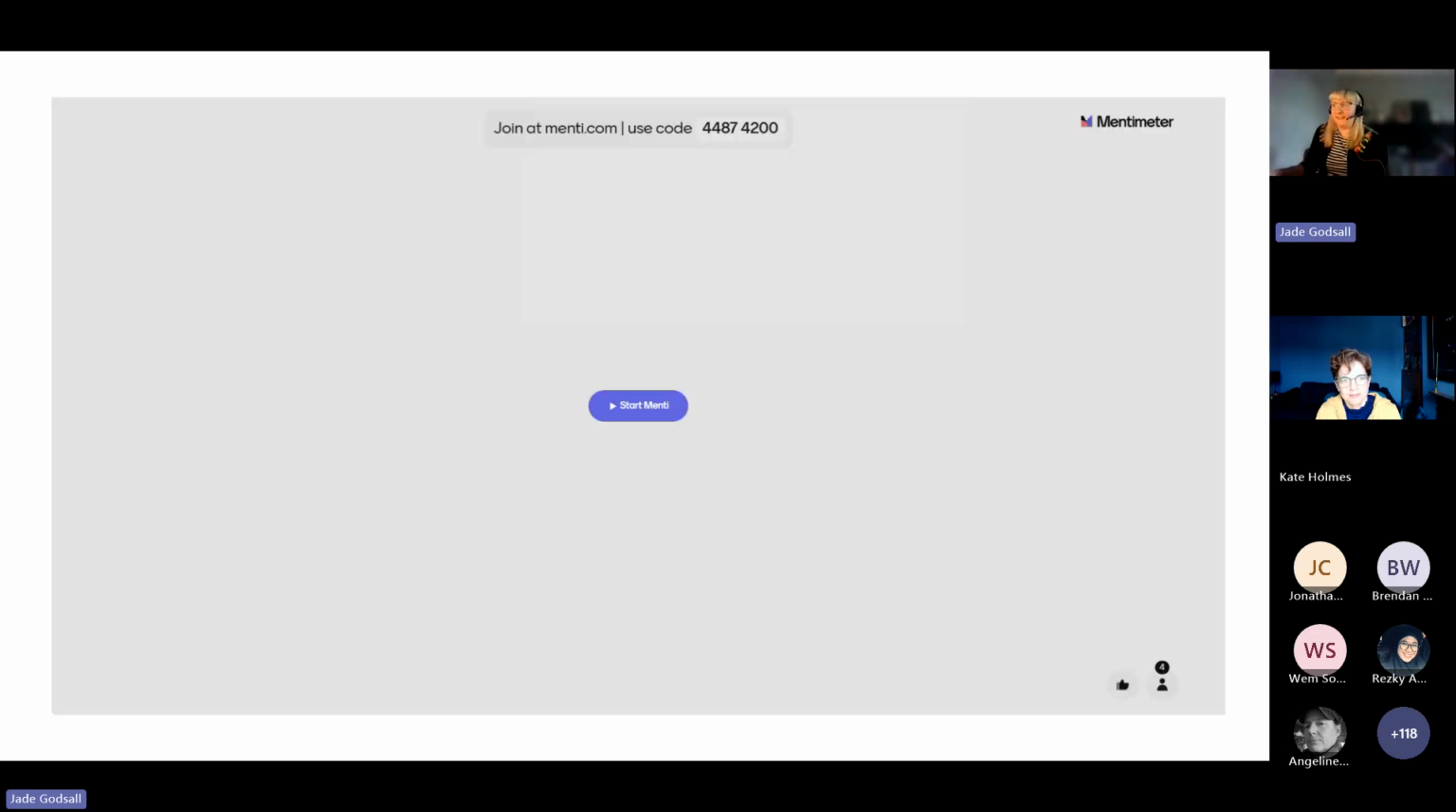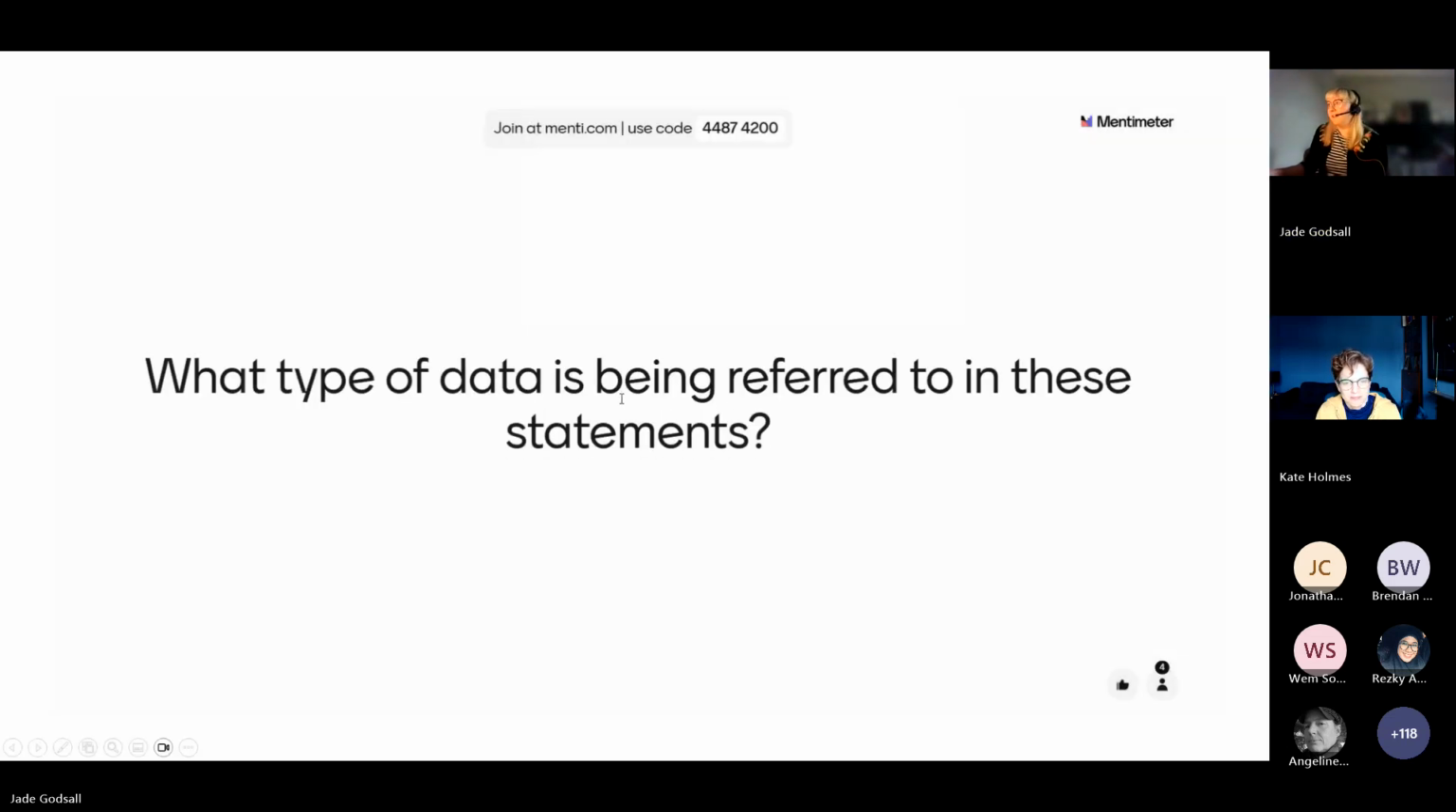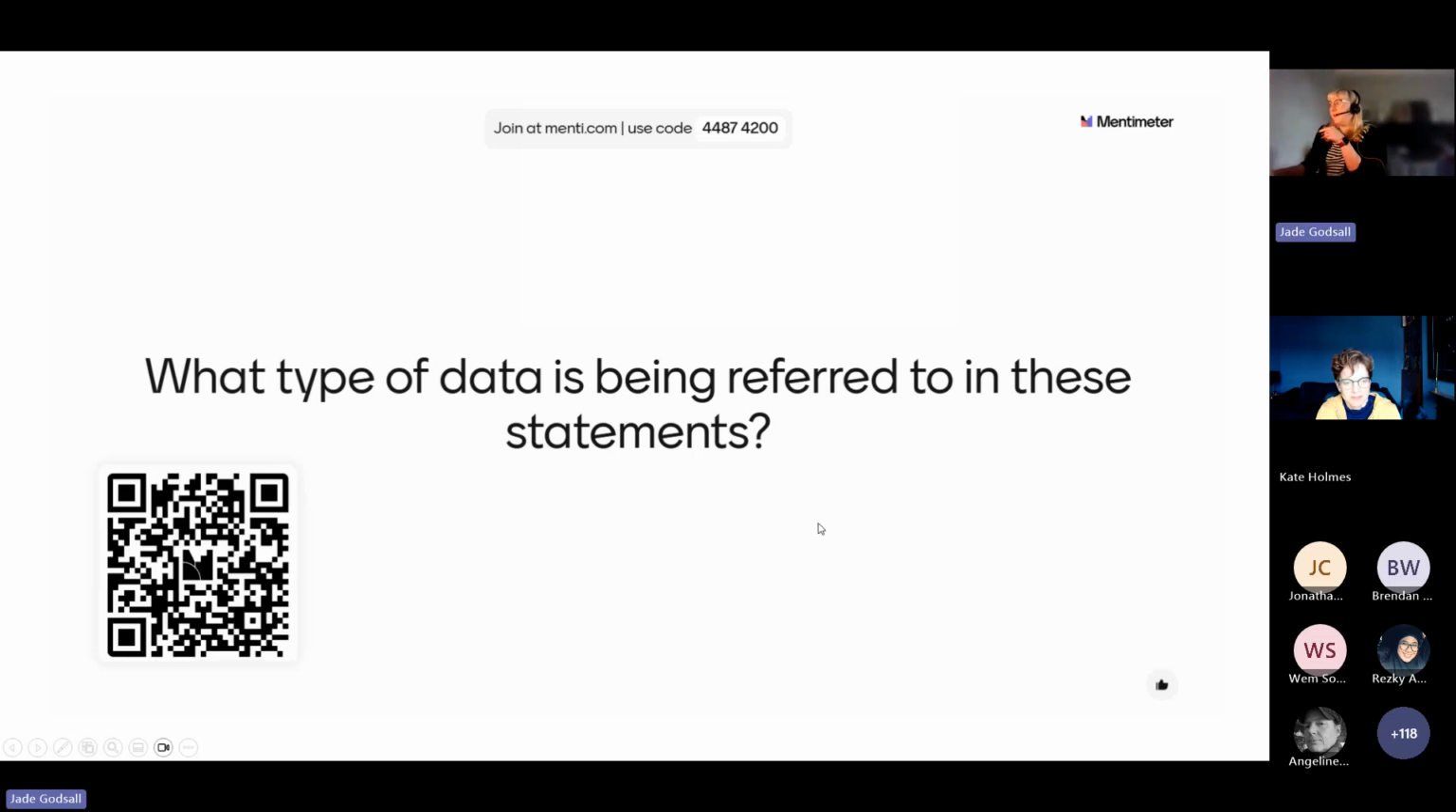This is on Menti, so it might take a moment. There we go. Kate, if you don't mind popping the link in the chat, hopefully people should be able to join either with the QR code or using the code. If anyone wants to give me a thumbs up when you're ready. That's a lot of thumbs up. Okay, we will go on.